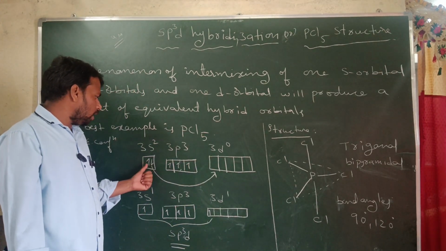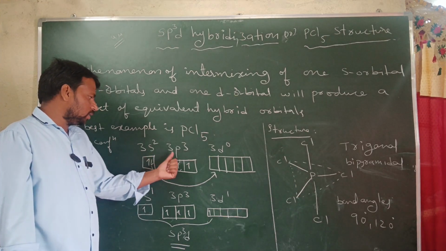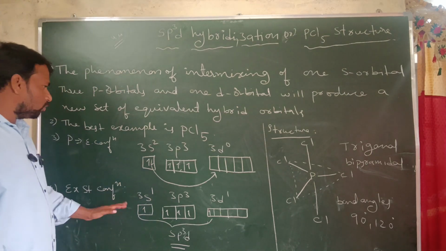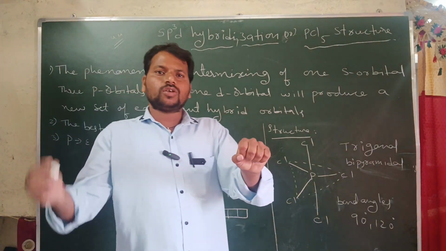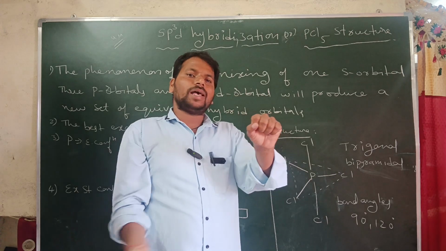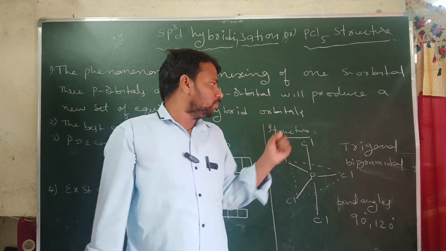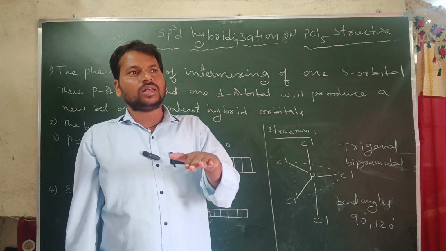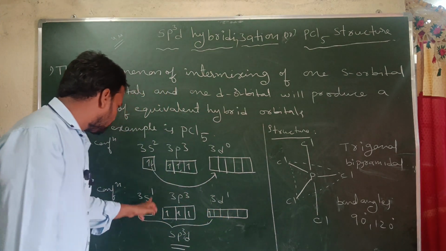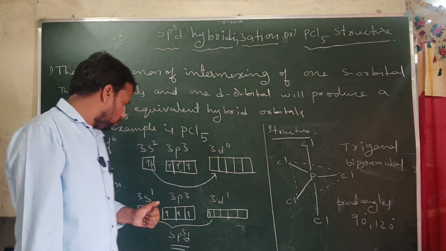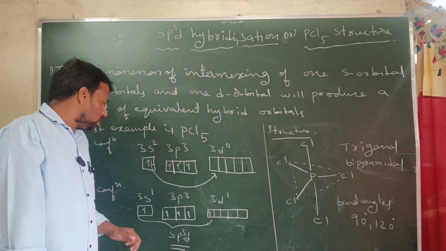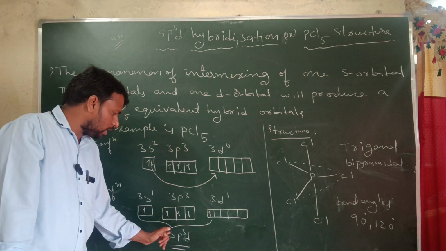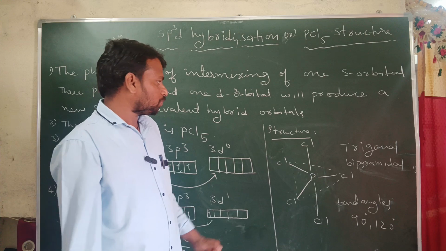Here two electrons are present in 3s, three electrons are present in px, py, pz, and there are no electrons in the d orbital. When 5 chlorine atoms approach the central phosphorus atom in 5 directions in a trigonal bipyramidal pattern, the electrons in phosphorus are excited. One electron is excited from the s orbital to the d orbital, so 3s1 3p3 and 3d1. Now one s orbital, three p orbitals and one d orbital fuse to give sp3d hybrid orbitals.